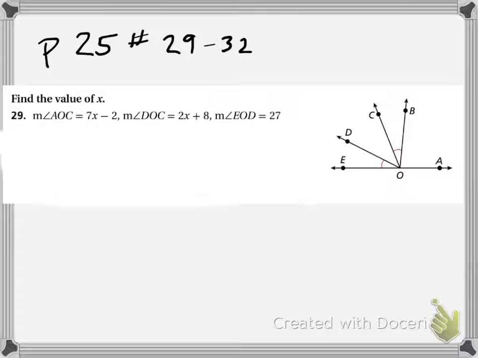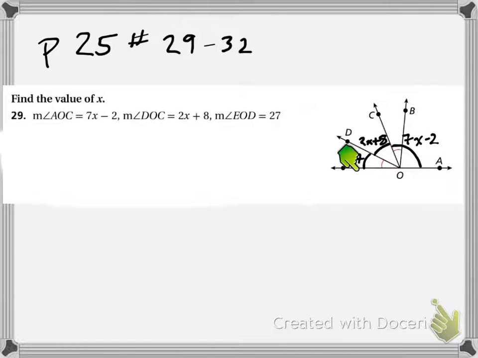So we have the measure of angle AOC, which is all the way from here to here, and that is 7x minus 2. And the next angle is DOC. That's from D to C, from here to here, and that's 2x plus 8. And then the last angle is here, and they say that it's equal to 27.